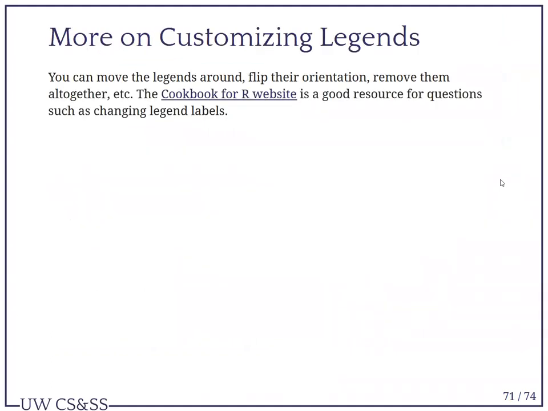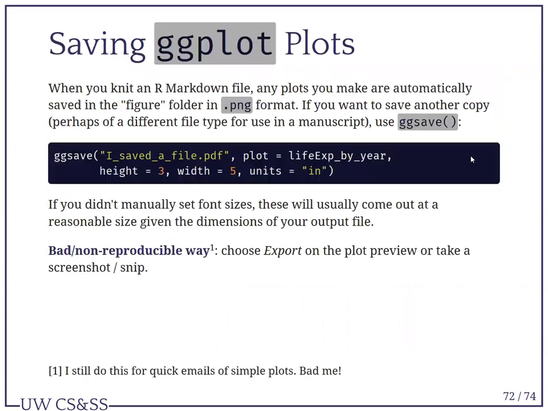So if you want to see a little bit more on customizing legends, you can move the legends around and flip their orientation and remove them altogether, et cetera. They're in the cookbook for R website, which is a great resource for questions such as changing legend labels and little nuances about changing line types and sizes and colors and what have you.